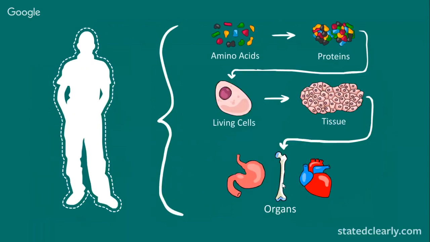Long story short, amino acids make up proteins. Proteins make up living cells. Cells make up tissues. Tissues make up organs, and organs make up living creatures like you and I. There are, of course, other molecules in the body. A lot of those molecules, though, are built by proteins. So you could really think of ourselves as protein machines.